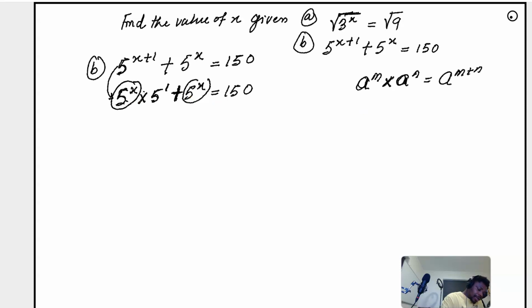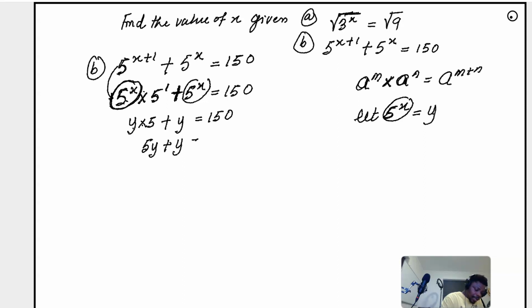So let's assume, let 5 raised to x be y. Okay? So that means wherever you see 5 raised to x, you put y there. So this one now, 5 raised to x is now y, times 5. 5 raised to 1 is 5. Plus 5 raised to x, which is now y, is equal to 150, right? So y times 5 is 5y, plus y is equal to 150, right? 5y plus y, that is 6y, is equal to 150.